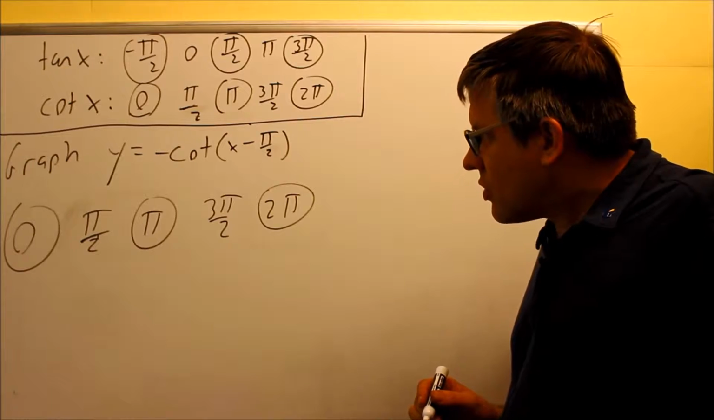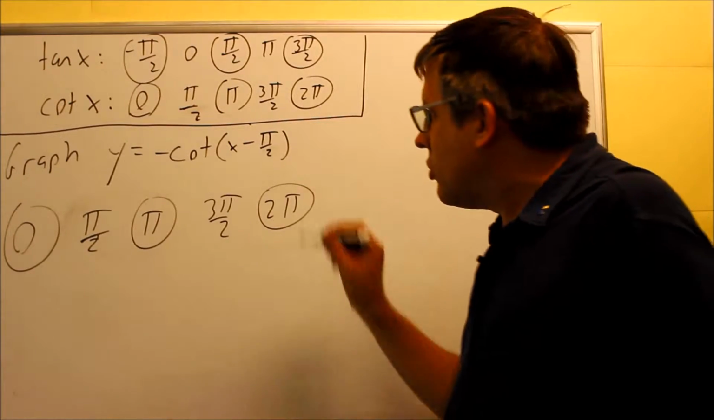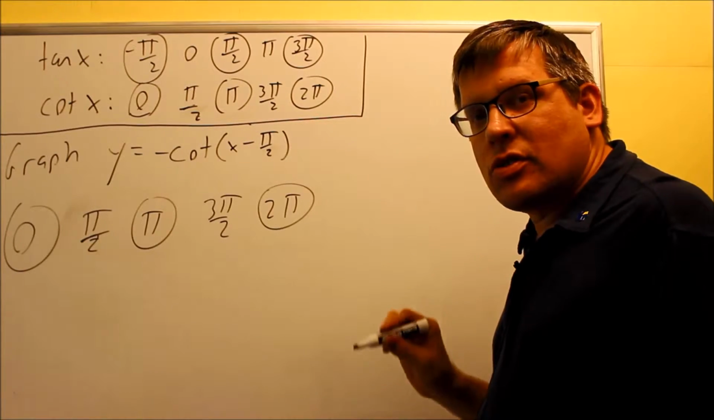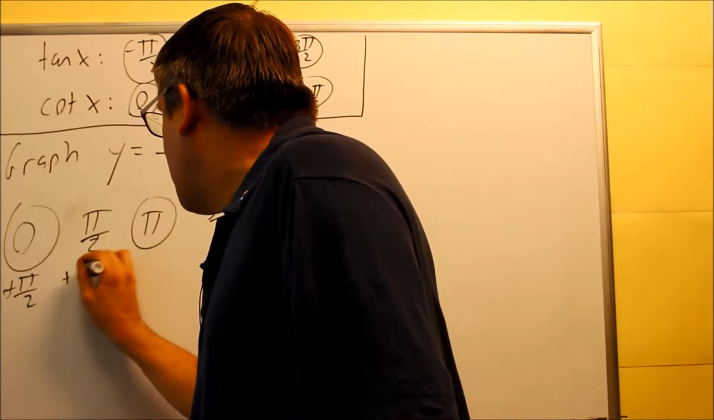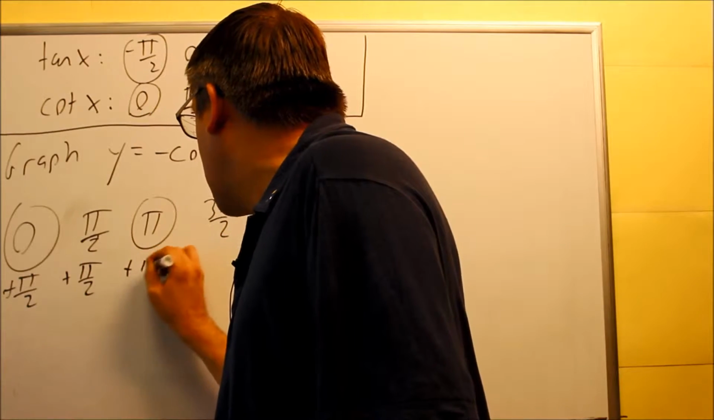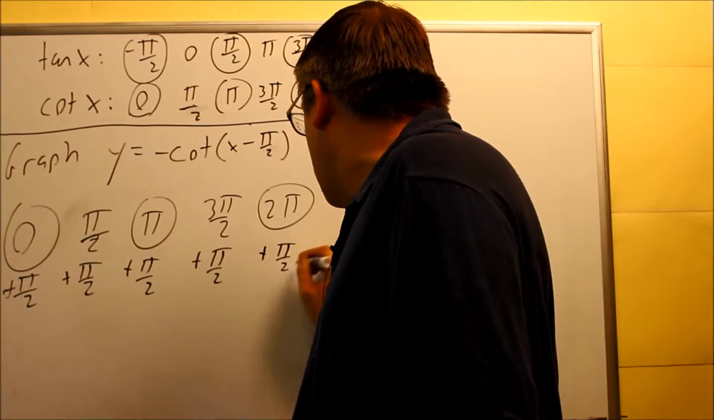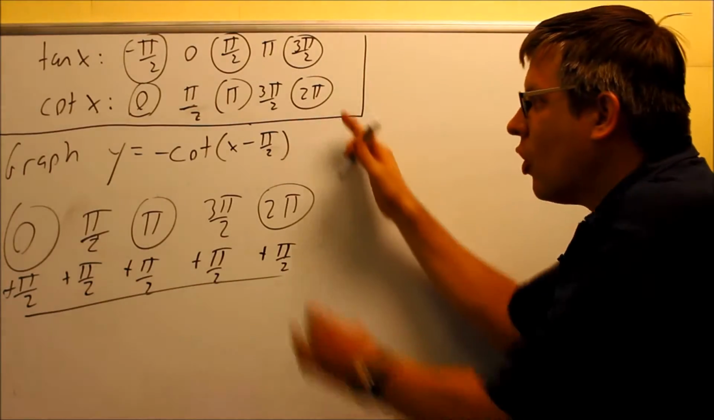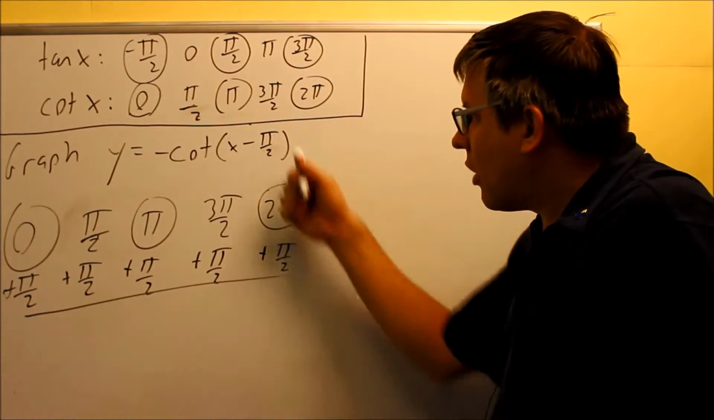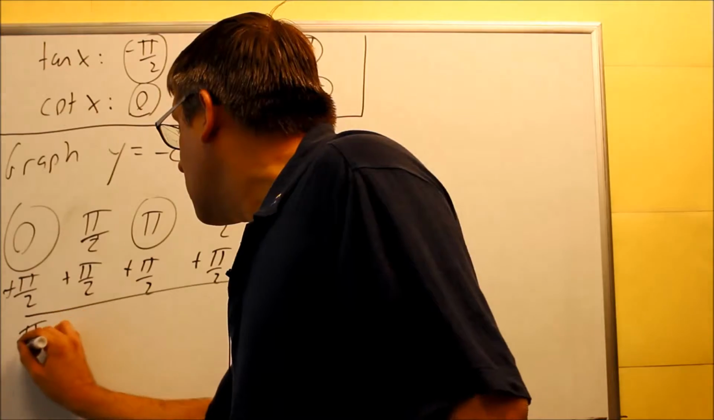Since they're all moving to the right, I'm going to add pi over 2. We do the opposite operation of what you see inside here. I'm going to add pi over 2 over here, add pi over 2 there, adding pi over 2 to each key point. By doing that, all of my key points shift over to the right by pi over 2. When I do that, I get pi over 2 here.